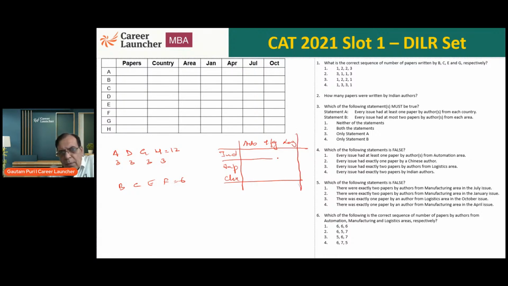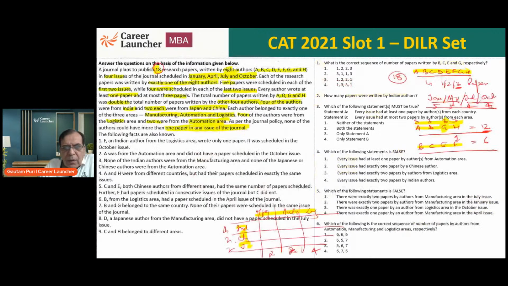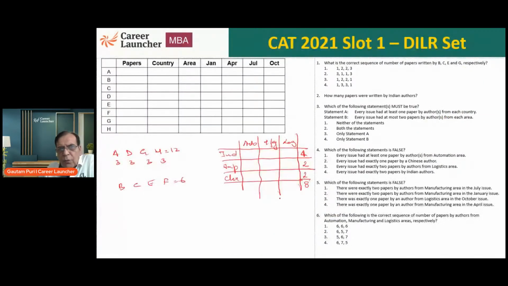Okay. So you can either draw these lines or not draw these lines, it does not really matter. And what does it say? It said there are 4 Indian, 2 Japanese, and 2 Chinese. So a total of 8 authors. And what was it about the numbers from each of the domains? Okay, 4 of the authors are from logistics and 2 from automation. So 4 are logistics, 2 are automation, so 2 should be manufacturing.